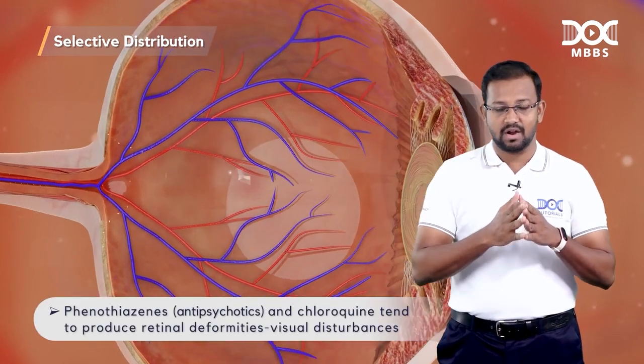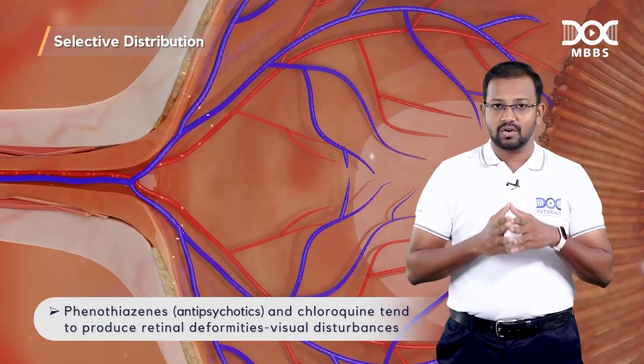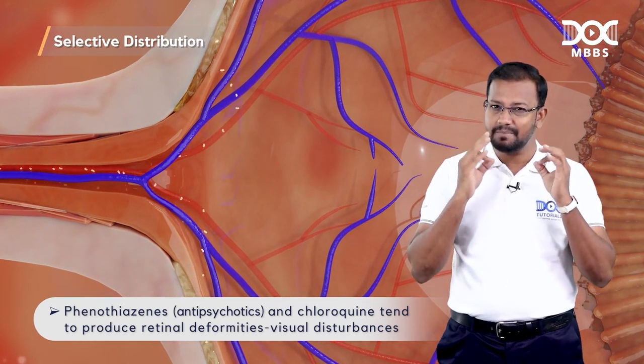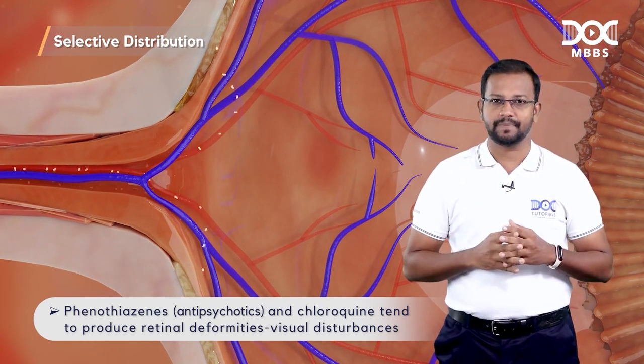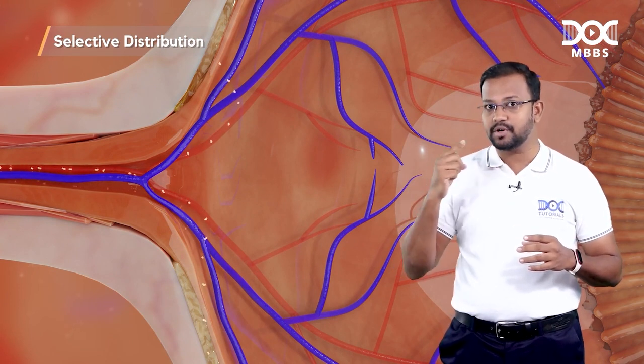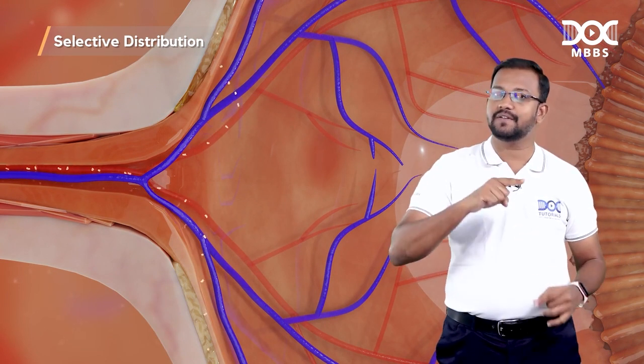Phenothiazines are actually antipsychotic agents. Phenothiazines and chloroquine tend to produce retinal deformities. Visual disturbances can be expected with these drugs. We will be talking more about that. When you talk about individual drugs, you will know, yes, it is producing this response. Why? Because of this selective distribution.